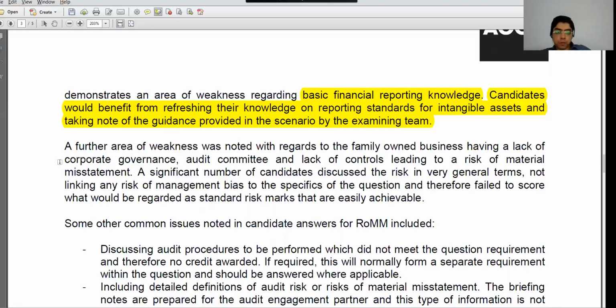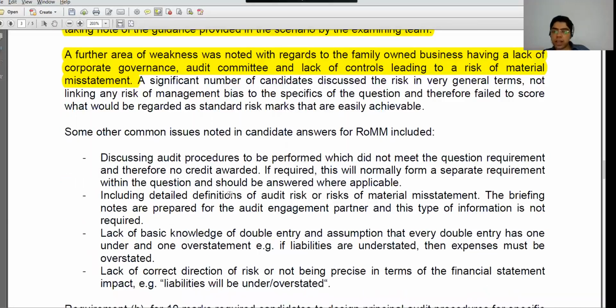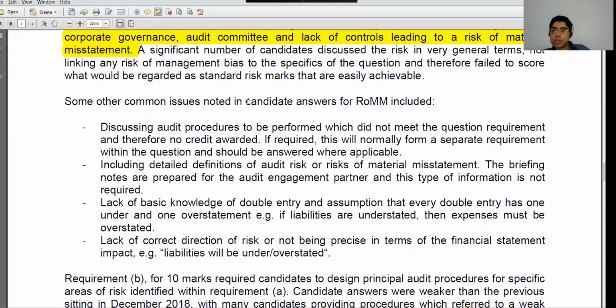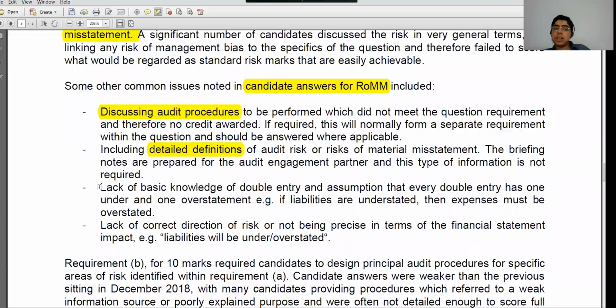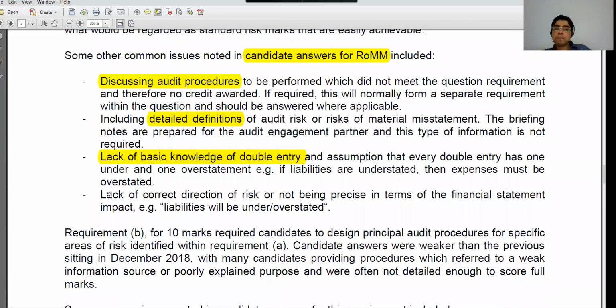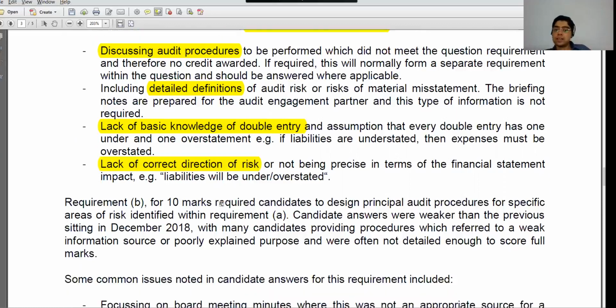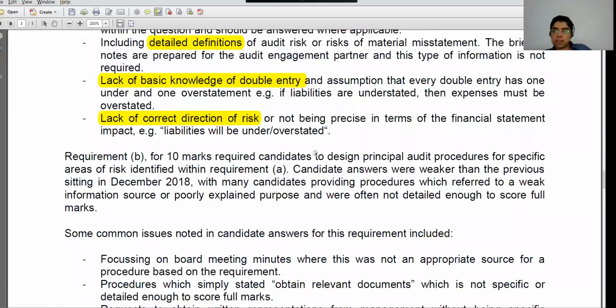One of the specific weaknesses that the examiner has talked about is regarding the company, a family-owned business, and talking about general issues rather than where that could affect the financial statements. Other common problems with ROMM questions are if you start discussing audit procedures in a ROMM question, that's not going to get marks. If you start giving detailed definitions, that's not going to get you marks. If you lack basic knowledge of double entry, that's going to be particularly troublesome for this paper. If you do not specify the correct direction of risk, what is understated, what is overstated, you're not going to get many marks.